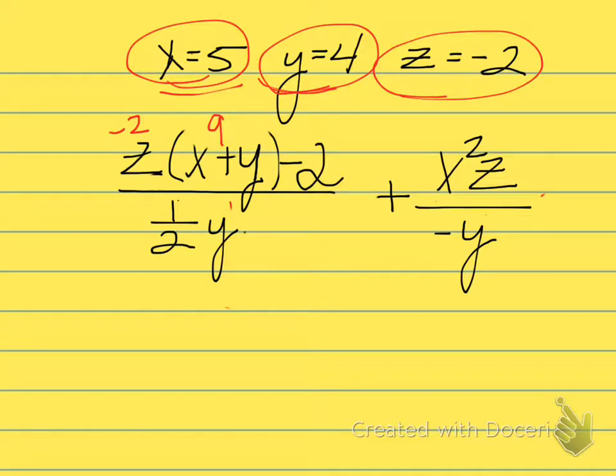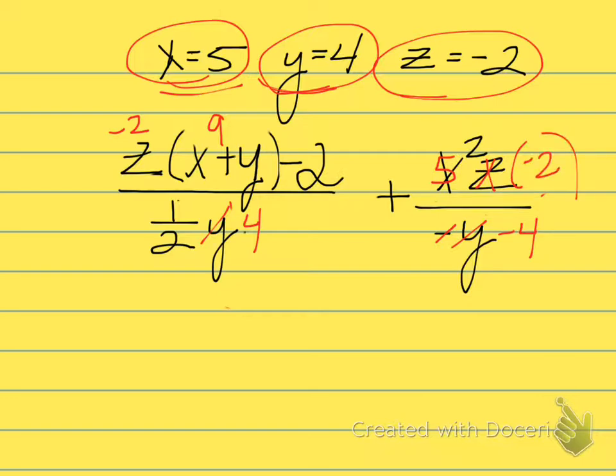My y in the denominator is 4. And let me go take this y is 4 also. I'm just going to write -4. And then my x was 5. And my z was a -2. I have to remember that it's times. So I'm going to say times z, which is a -2.